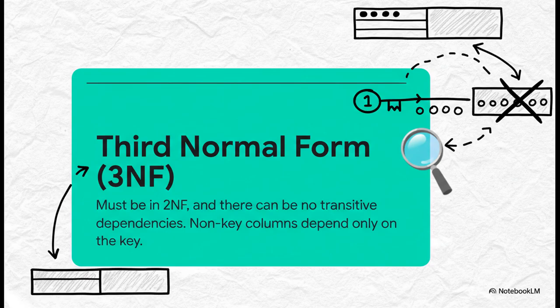This is where third normal form comes in. It takes things one step further. Our job now is to hunt down and completely eliminate these indirect transitive dependencies. The rule is really direct and simple. Every column that isn't part of the key must depend only on the primary key. Period. Nothing else in between.